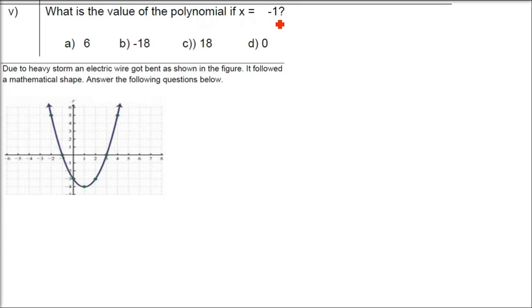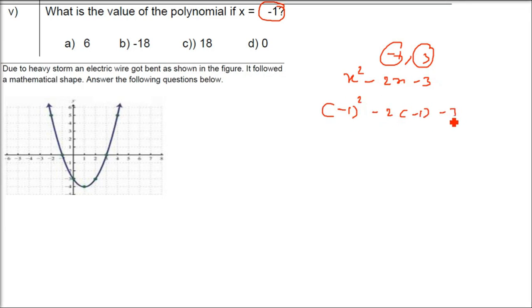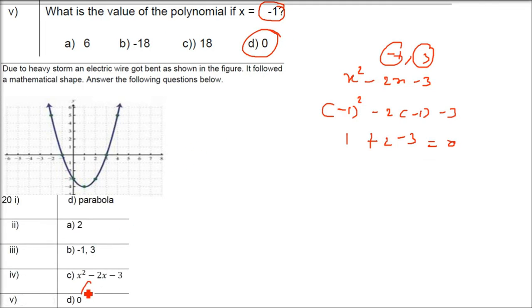What is the value of the polynomial if x equals -1? We have x square minus 2x minus 3. We already know -1 and 3 were the zeros. And how did we get it? When it was cutting the x-axis, y is 0. So even if you put -1 or 3, this expression is going to give you the value 0 only. So 0 is the answer, D.